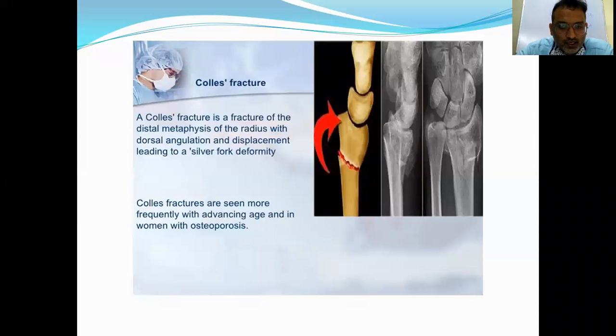So Colles fracture, as you can see, Colles fracture is a fracture of the distal metaphysis of the radius with dorsal angulation, dorsal tilt, leading to a silver fork deformity. Colles fracture are seen more frequently with advancing age and women with osteoporosis. So most common type of osteoporotic fracture in elderly aged women with an outstretched hand fall.